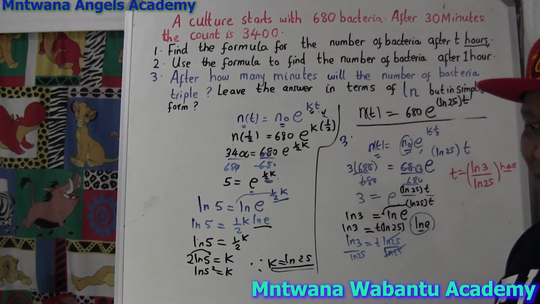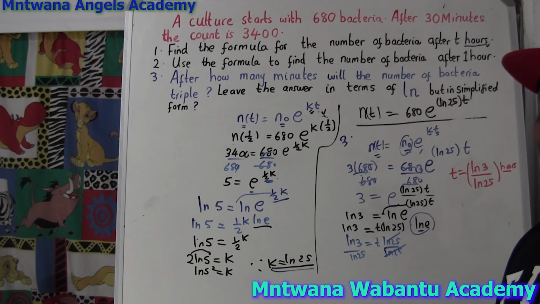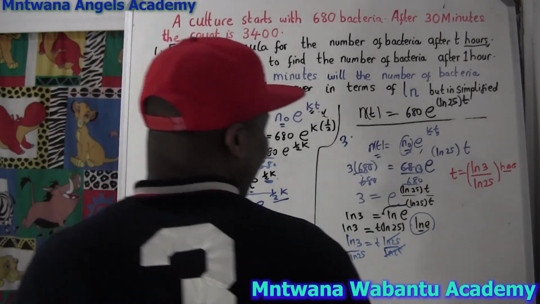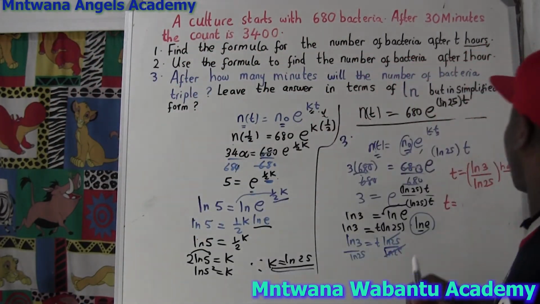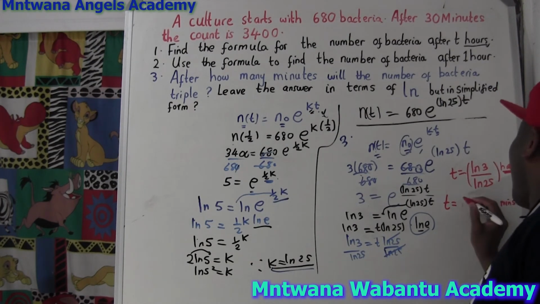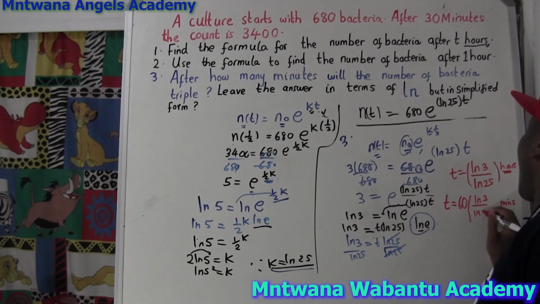So this is our time, but remember this time is in hours. If you have hours and you want to change to minutes, how do you change 1 hour to how many minutes? 60. But how did you get it? You take hour multiplied by 60. So this must be multiplied by 60. So if you want to change this to minutes, I'm going to say 60 multiplied by ln of 3 over ln of 25.